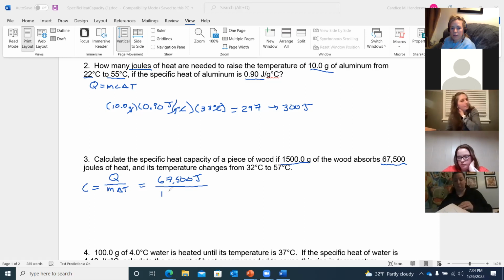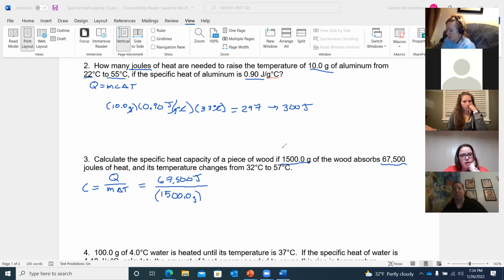So divide this by 1,500 grams. Temperature is also on the bottom, really the change in temperature. Our ending temperature is 57. We subtract the beginning temperature, 32, and we get 25 degrees Celsius. So we take that 67,500, divide it by 1,500, then divide by 25. Or you can multiply the bottom two first and then divide. Both are under the fraction bar.